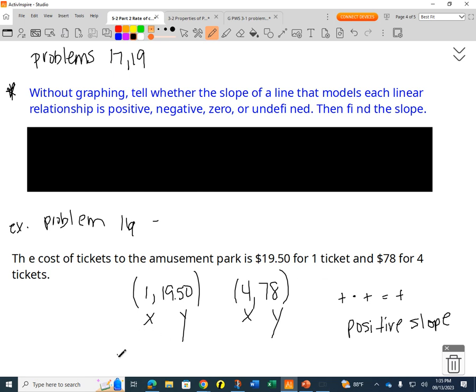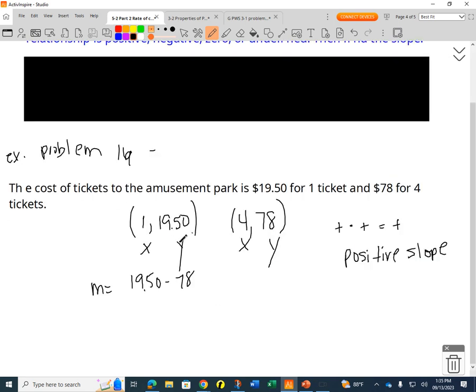So now I use my slope formula. So y minus y, 1950 minus 78, the order doesn't matter, divided by x minus x, 1 minus 4. Sometimes, remember, you'll see this formula with subscripts. All you have to remember is that ordered pairs have to line up on top of each other. This y has to have its x right below it. This y has to have its x right below it. Does that make sense, Wasim? Does that make sense, Sam?